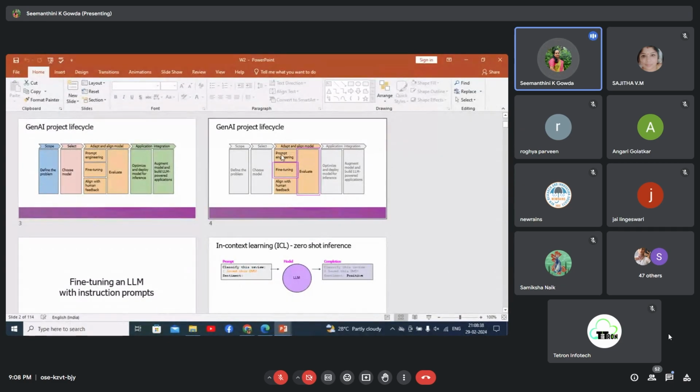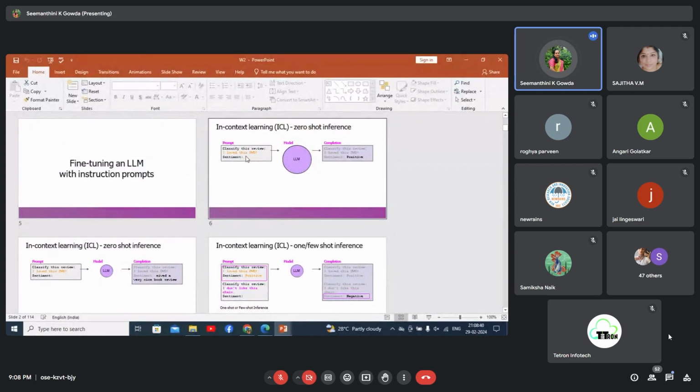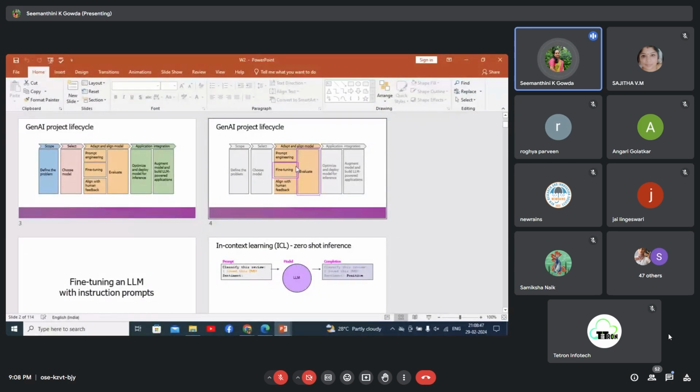In the sense of prompt engineering, it accepts the input. Whatever input it has accepted should be fine tuned. Fine tuned in the sense that it will be analyzed and evaluated based on human feedback, aligned with respect to the human feedback. That is what we do with respect to adapting and aligning the model. And there is a huge amount of research taking place with respect to fine tuning.